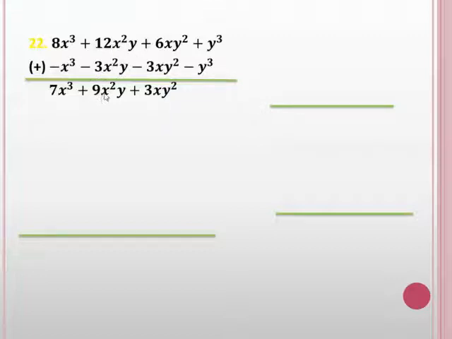So the answer is 9x square y plus 8x cube minus x cube. So the answer is minus 7x cube.